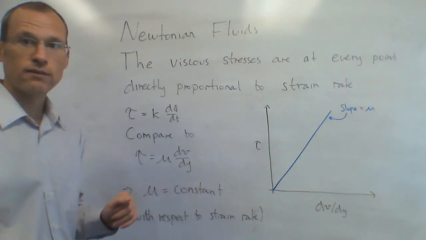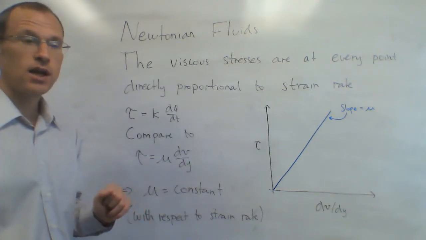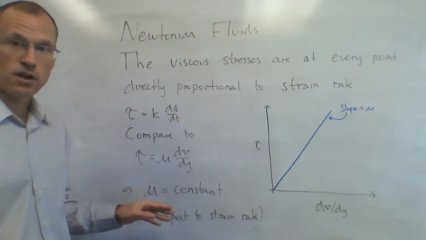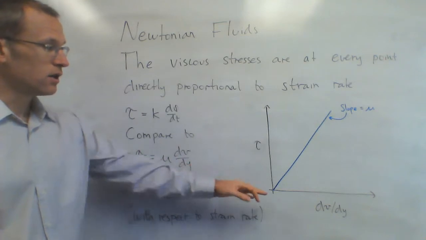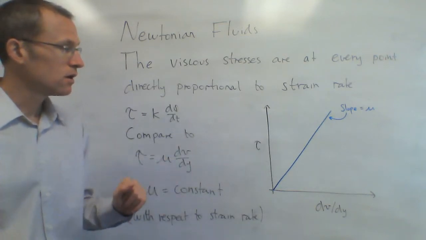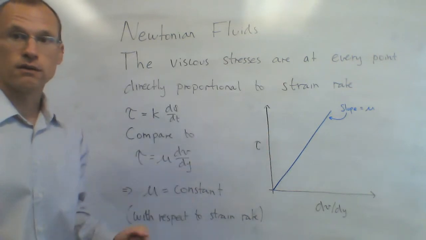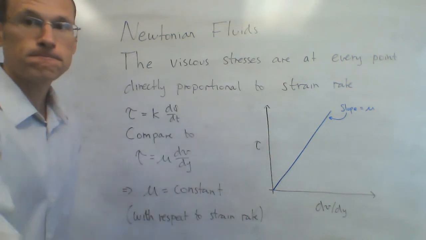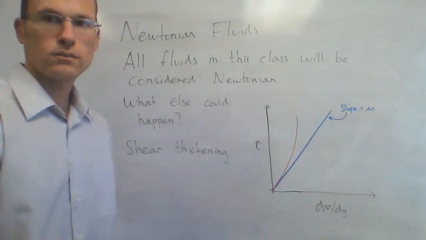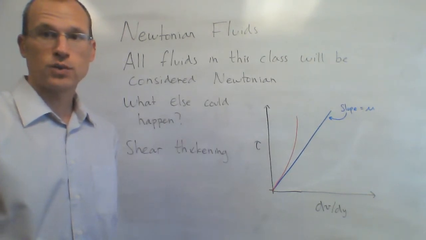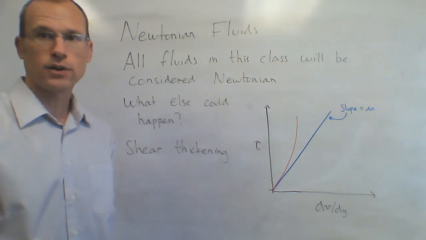We saw before that viscosity can vary with temperature, and that's fine. All this means is that with respect to this variable, strain rate, my viscosity is constant. In other words, if I plotted strain rate versus shear stress, I'd end up with a straight line. That straight line would have a slope of mu, the viscosity. In terms of this class, we're going to assume that all the fluids that we encounter are Newtonian. They all follow this dependency.